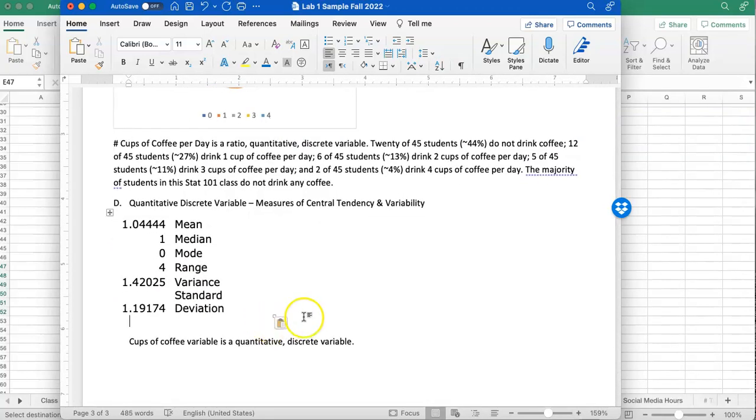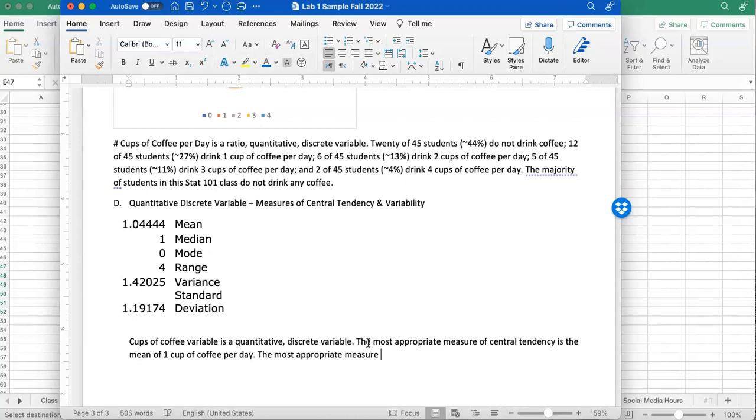There we go. There's our mean, medians, and modes, okay? The most appropriate measure of central tendency is the mean of 1 cup of coffee per day. The most appropriate measure of variability is the standard deviation of 1 cup of coffee per day.